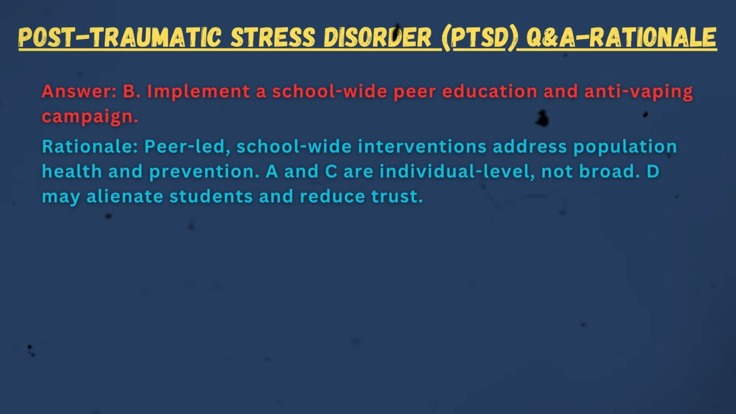Answer: B. Implement a school-wide peer education and anti-vaping campaign. Rationale: peer-led, school-wide interventions address population health and prevention. A and C are individual level, not broad. D may alienate students and reduce trust.